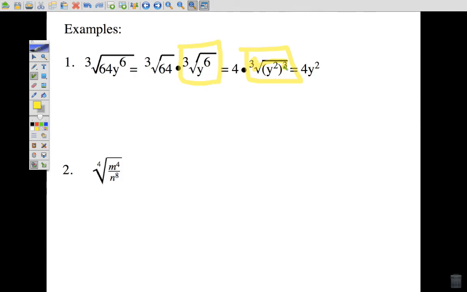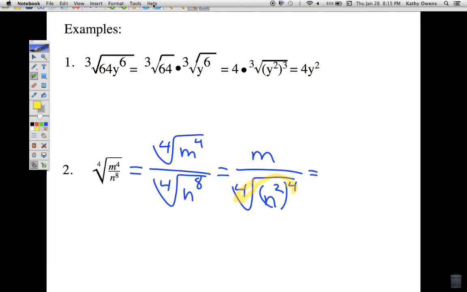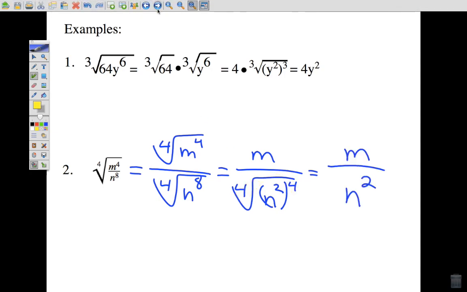Very similar idea with number 2. Give the numerator its own radical, the denominator its own radical. The numerator, you have a fourth root of m to the fourth, and once again, that fourth root and that fourth power cancel each other out. Your numerator will become m. The denominator, though, we want to be a little more careful with and rewrite 8 using 4. What's 8 using 4? 2 times 4. And just like in the numerator, we have that fourth root and the 4 that will cancel each other out. And the denominator, when we simplify it, is n squared for a final answer of m over n squared.